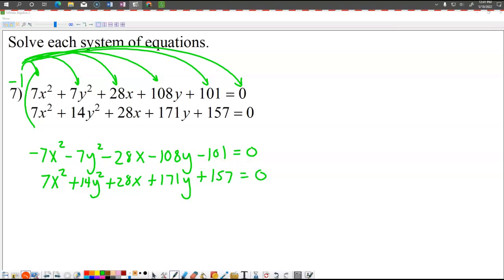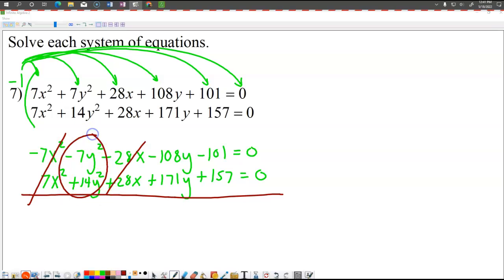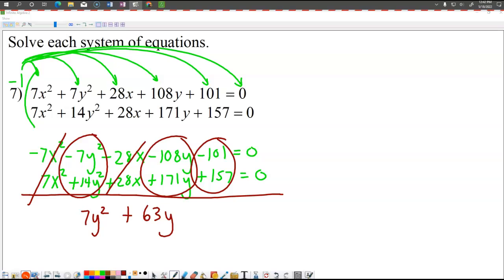And now that these are opposites, if I add my two equations together, they should cancel out. So the 7's are going to go away here, the 28's are going to go away here. Adding these together, I get 7y squared. Adding these together, it's a big number. Let me use my calculator here. 63. And then adding these guys together, we get 56.